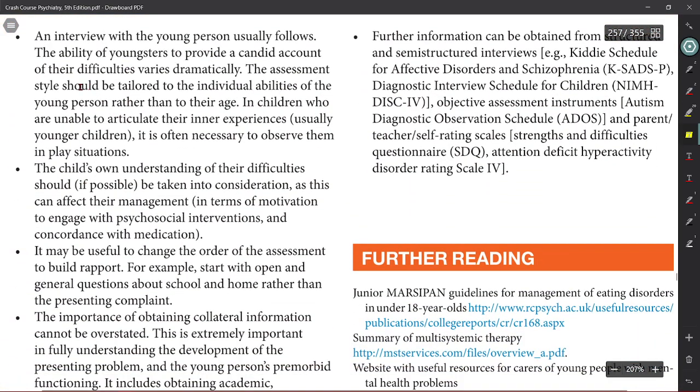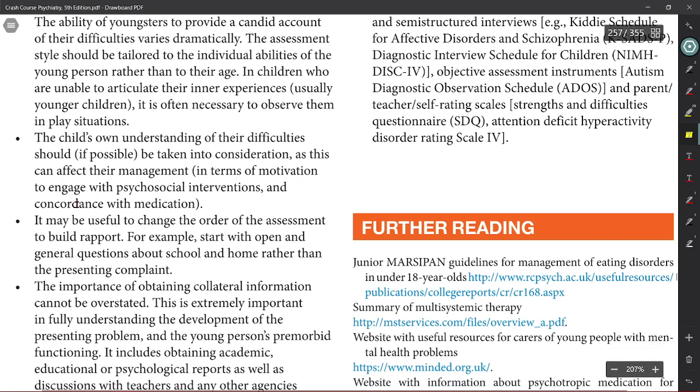An interview with the young person usually follows. The ability of a youngster to provide a candid account of their difficulties varies dramatically. The assessment style should be tailored to the individual abilities of the young person rather than to their age. In children who are unable to articulate their inner experiences, usually younger children, it is often necessary to observe them in play situations. The child's own understanding of their difficulties should, if possible, be taken into consideration, as this can affect their management in terms of motivation to engage with psychosocial interventions and concordance with medication.